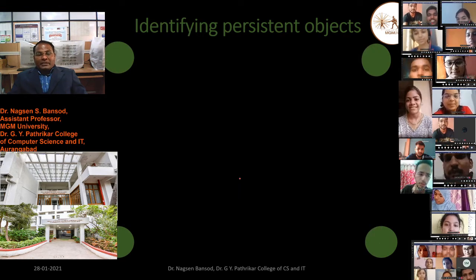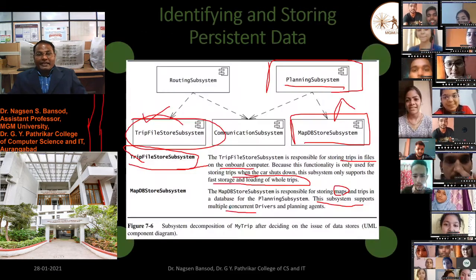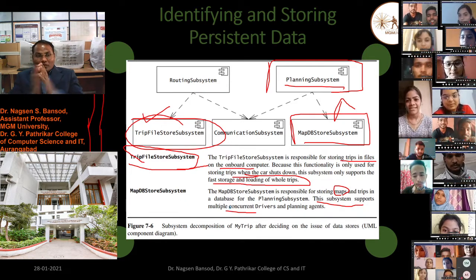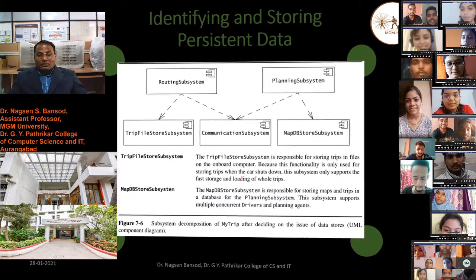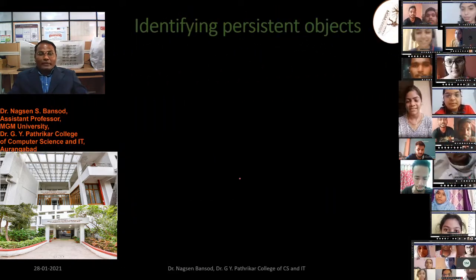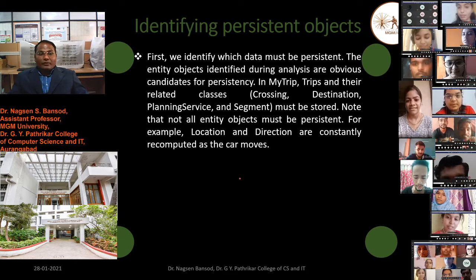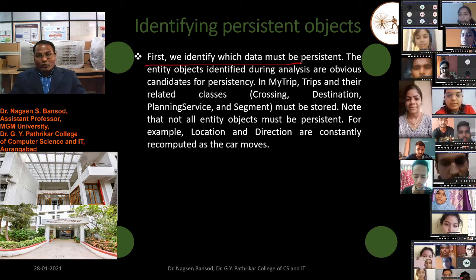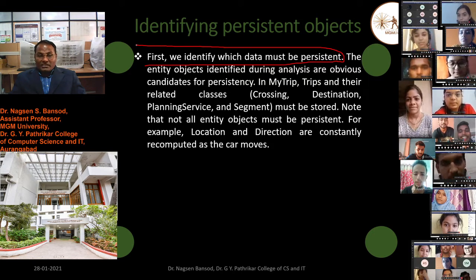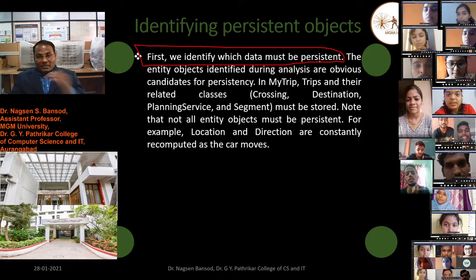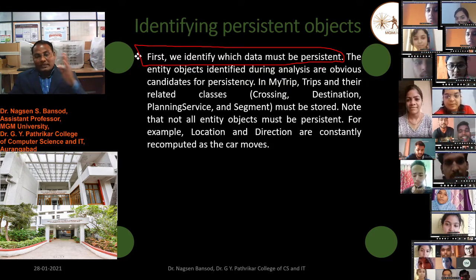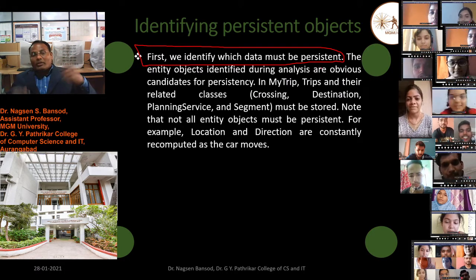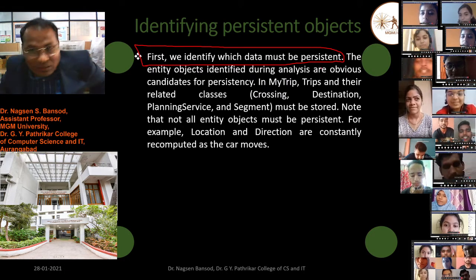Now, identifying persistent objects. This is identifying persistent data. Now we have to identify the particular object, not the whole data. How will we find the particular object? First we have to find which data must be persistent. Persistent data is continuous data which is required and not changed, that is static data, but it is required frequently, continuously by us. That is persistent data.